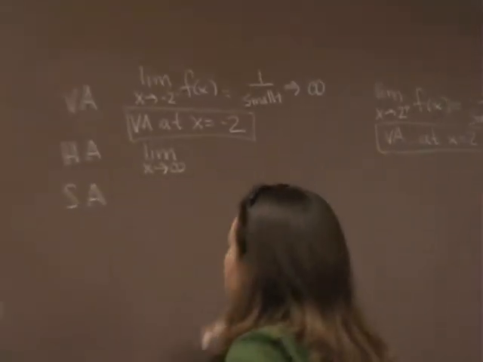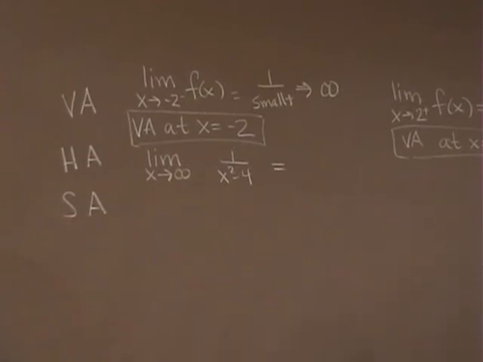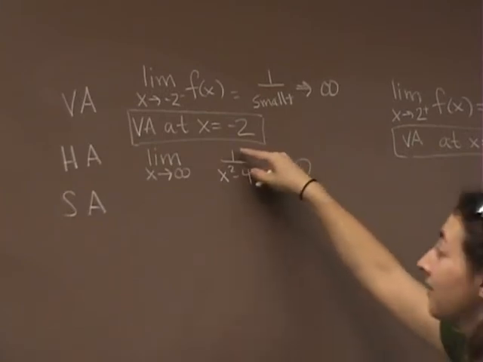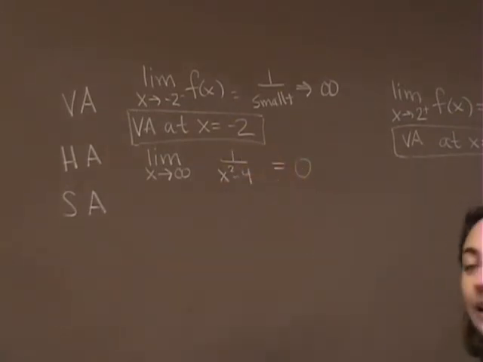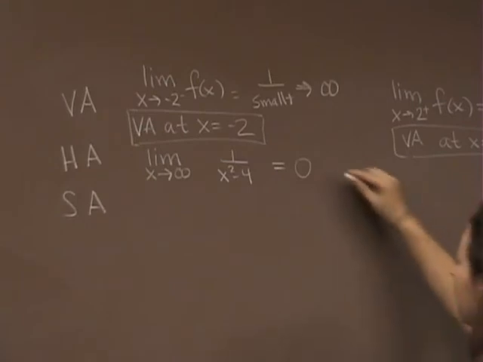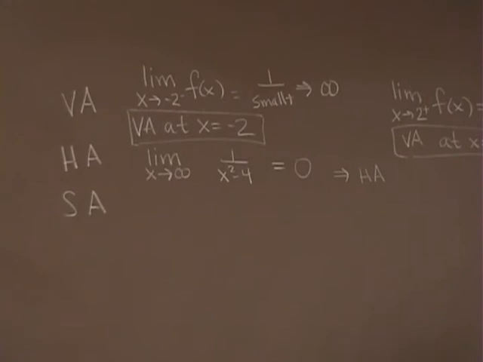Okay. The limit as x goes to infinity of 1 over x squared minus 4. What's that limit going to be? 0. Why is this limit going to be 0? Because the power of 1 is less than the power of x squared. The degree in the numerator is less than the degree in the denominator. Yes, there you go. So the limit is 0. If it's 0, what does that mean in terms of an asymptote? I have a horizontal asymptote at y equals 0.